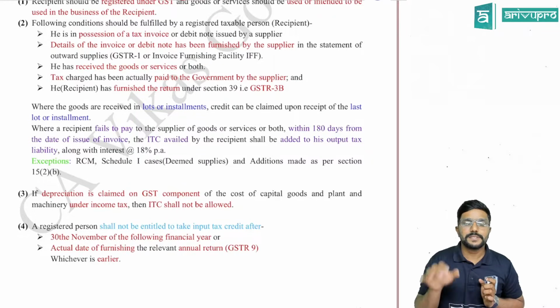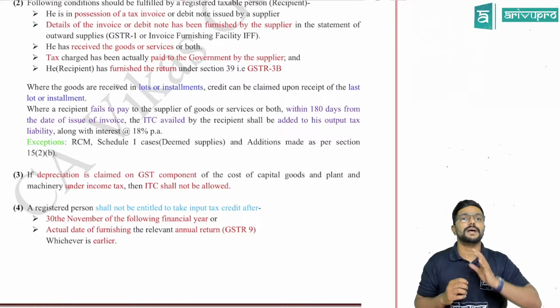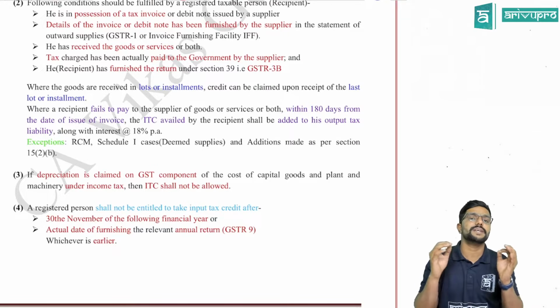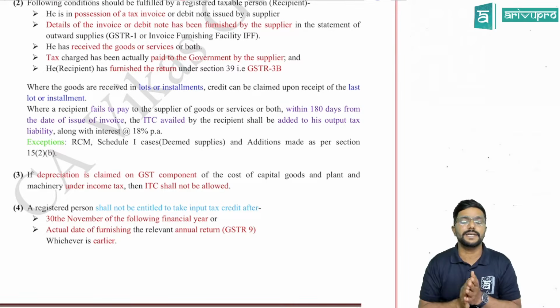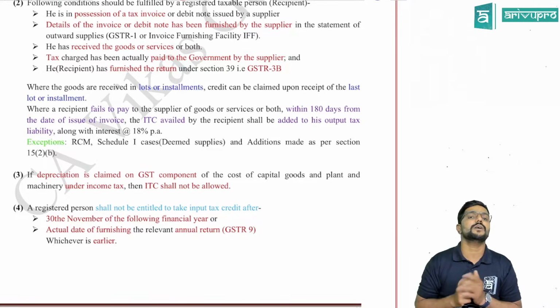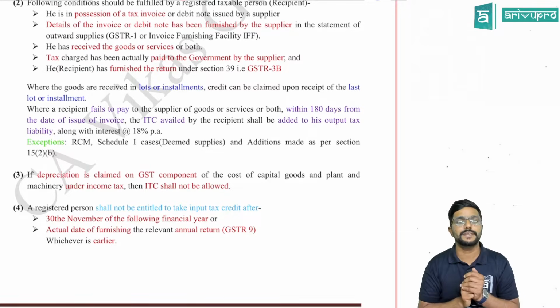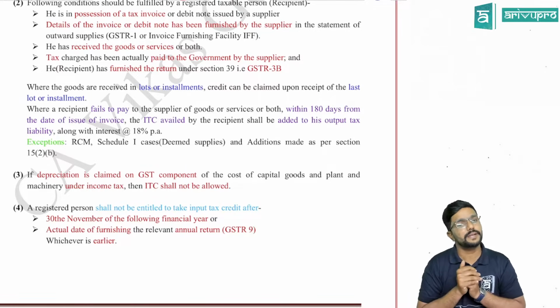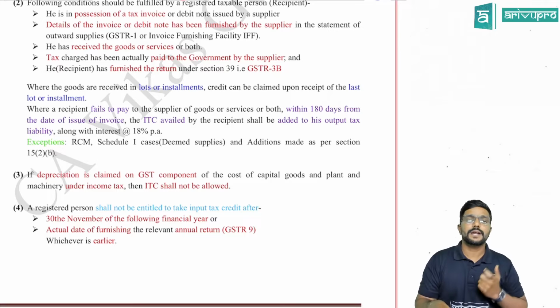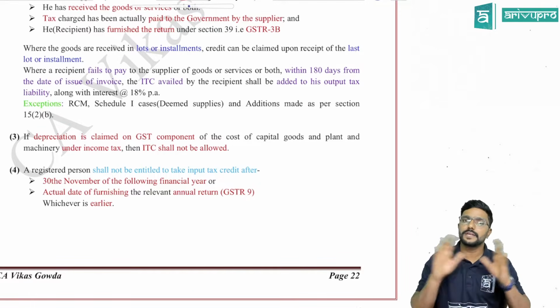Then if the recipient fails to pay the amount to the supplier within 180 days from the date of issue of invoice, and he has already claimed the credit, then he has to reverse it along with interest at 18%. Reverse in the sense he has to add it to his output tax liability and pay it. But there are certain exceptions where the reversal is not required.